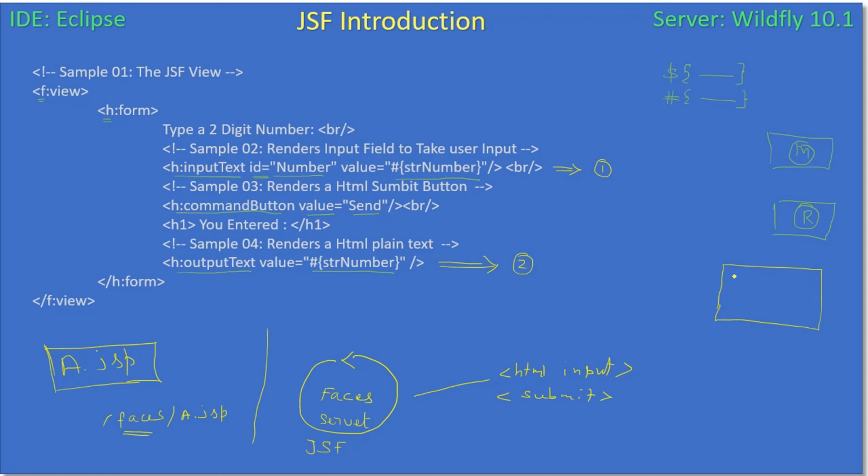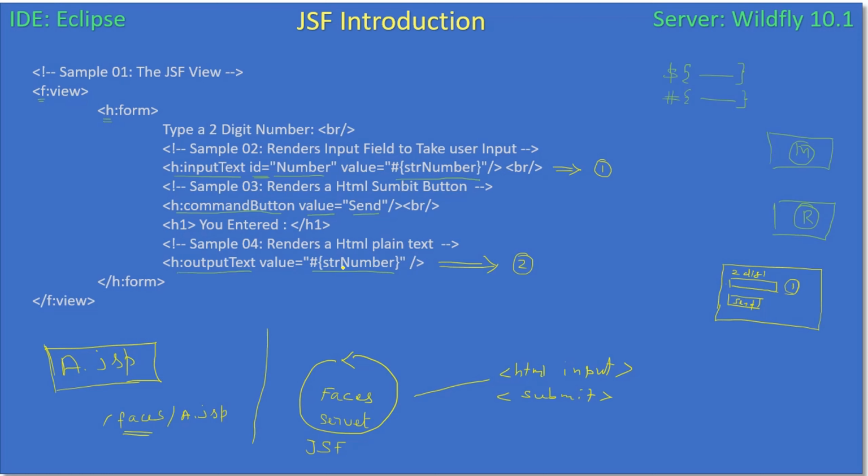Type a two-digit number, so that text will get printed. After that the user will see a text box, and this text box is associated with some variable, str number, so we can call this 1. Then we have a command button, send. After that the output text, and if you see, the value 1 is not yet assigned any value.